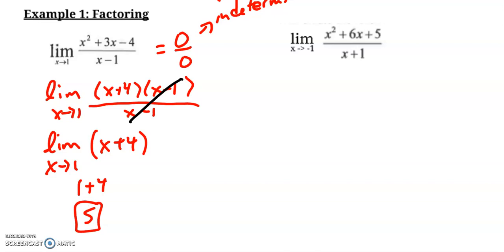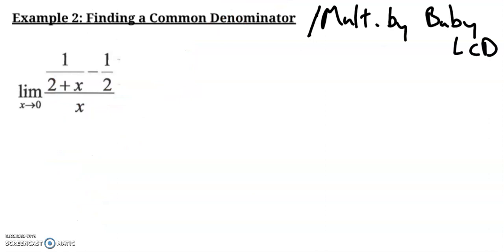Okay, we're going to skip this example over here on the right and we're going to go to our next method that we could use. Now realize how this looks here. It looks completely different than the other one. You don't have polynomials here. You have a fraction within the fraction, a complex fraction.